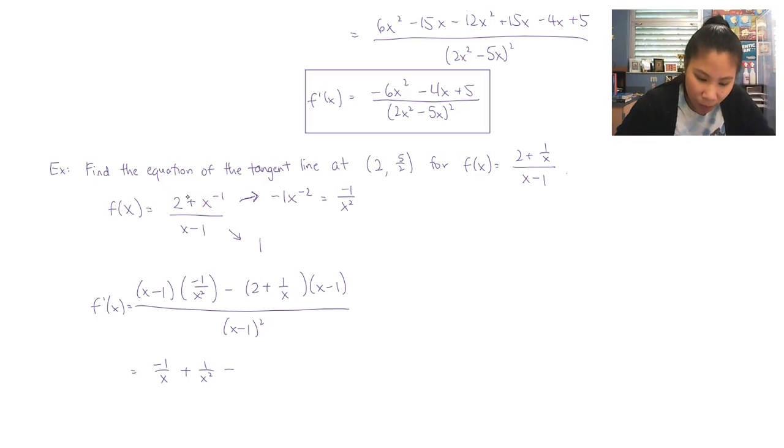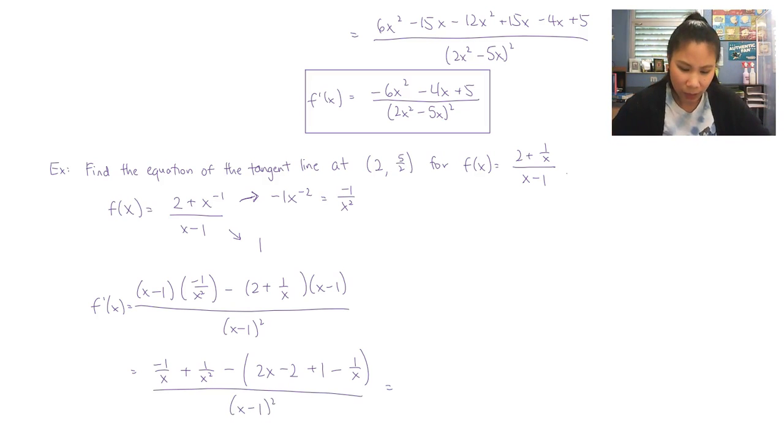And then minus, multiplying this stuff out, I'm going to have to FOIL this, not the prettiest. So 2x minus 2 plus 1 minus 1 over x. Ugh. Okay, let's try to simplify this. Ooh, I think stuff cancels out. This is nice. So let me distribute my negative first.